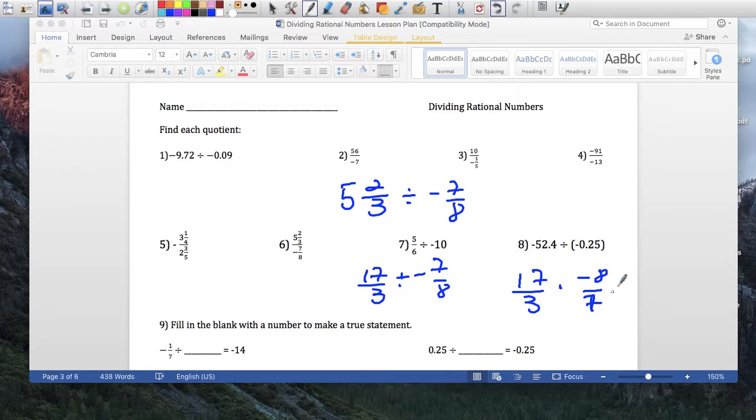Over 7, sorry. I can't simplify anything. 17 and 3, no. 17 and 7, no. 8 and 7, no. 8 and 3, no. Well, I can take care of my signs. It's a positive times a negative, which is a negative.